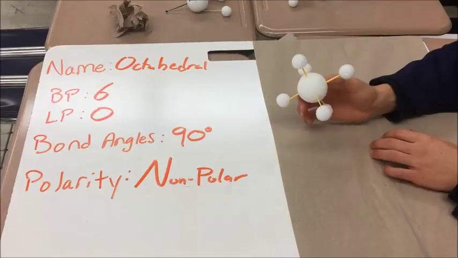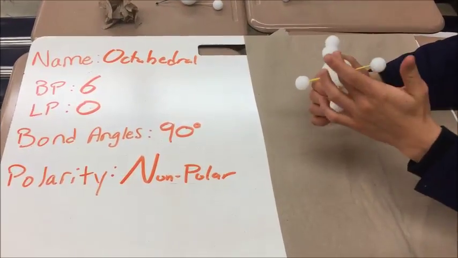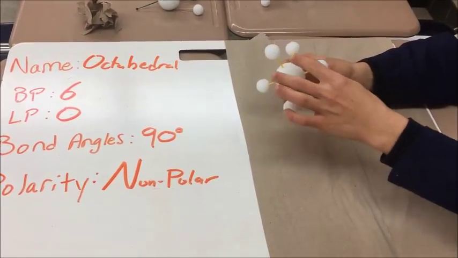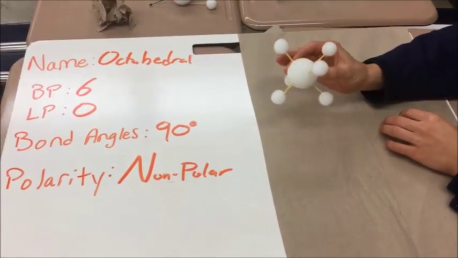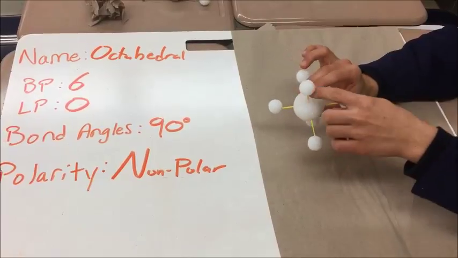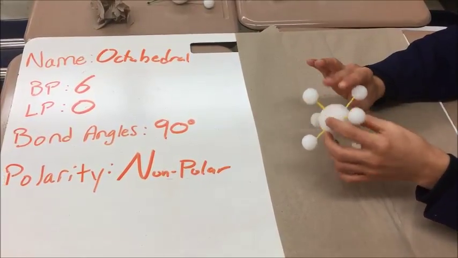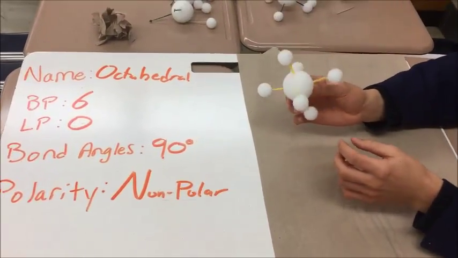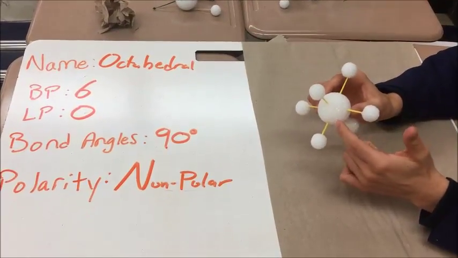This is octahedral. It's called that because it makes 8 planes all around. There are 6 bonded pairs and 0 unbonded pairs. The bond angles are 90 degrees between each atom. And it is nonpolar because the charges cancel out in the center.